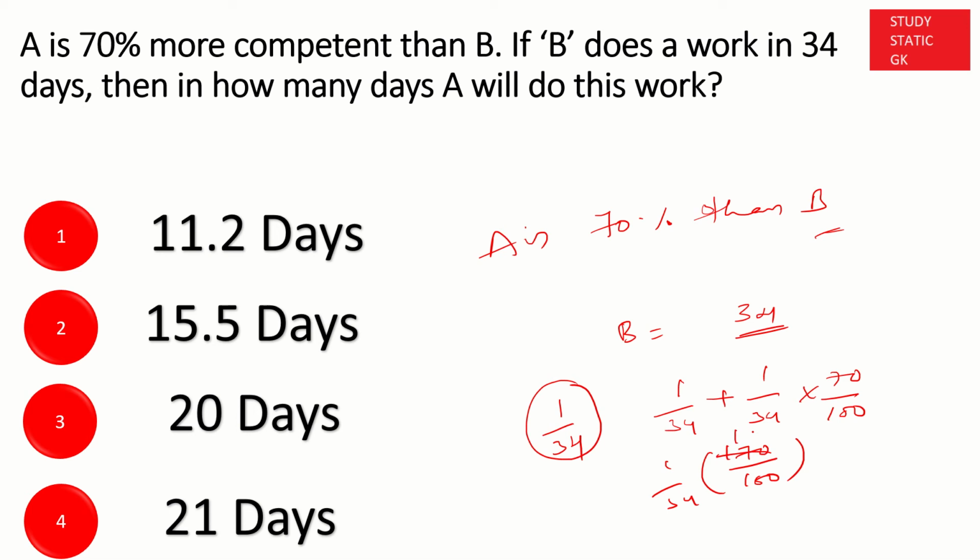So 17 times 2 are 34, 2 5 0. So 5 2 0. That means 1 by 20. So A will complete 1 by 20 of the work per day. That means A will complete the complete work in 20 days. Got it? So you can mark the answer as 20 days. Next question.